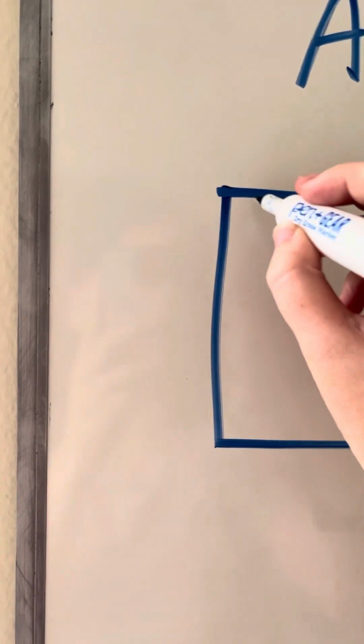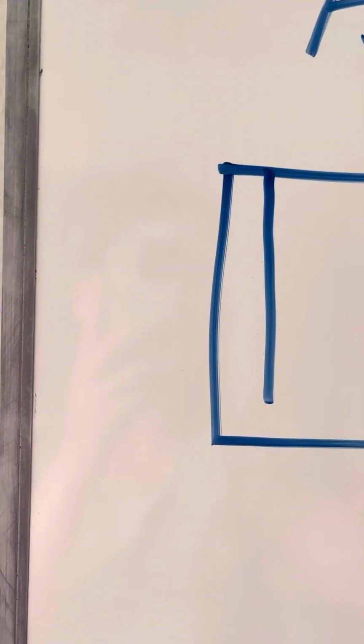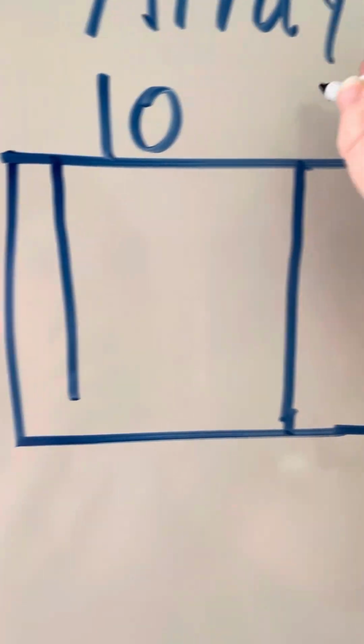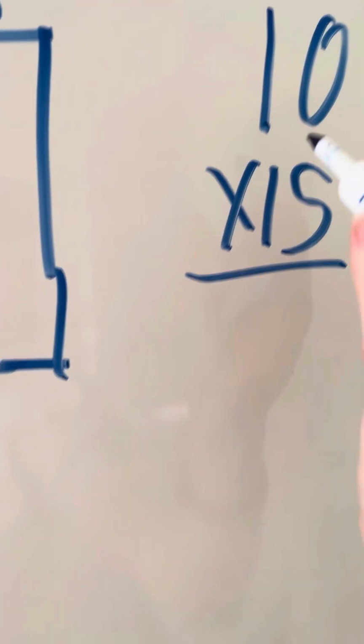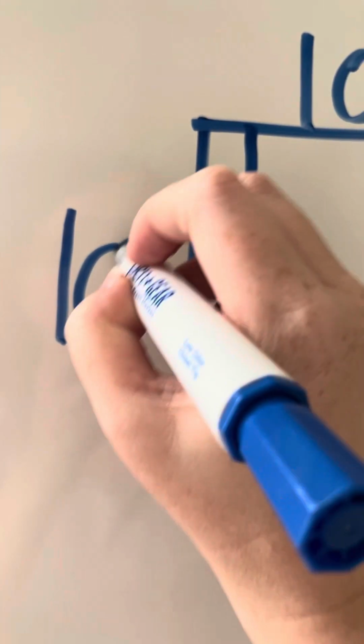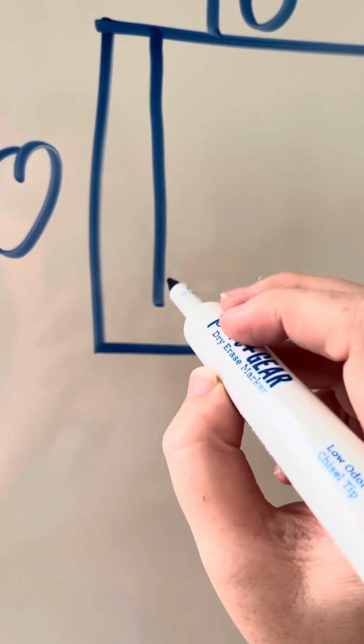Now, first things first, an array will always have a grid. So as you can see, I'm just going to split this up by 10 and 5. Oh, whoops, yeah, 10 and 5 for 15. My second number always goes on top, and my first number always goes on the side when we are dealing with an array.